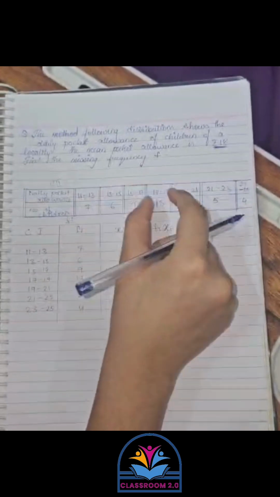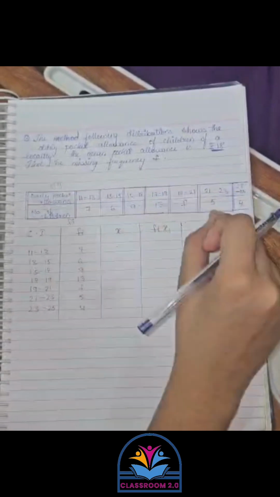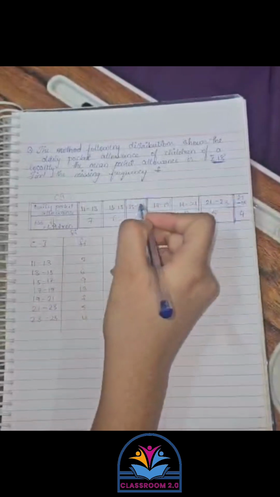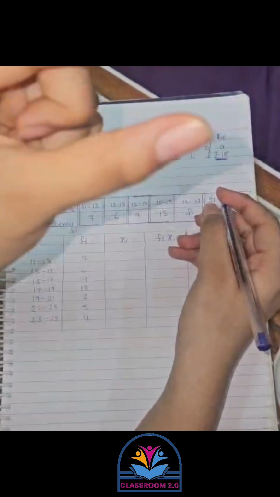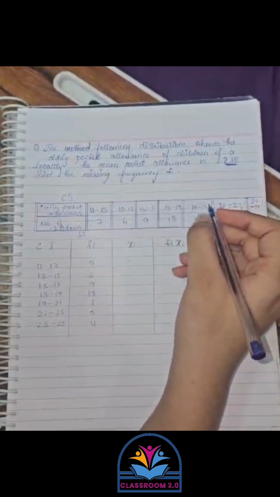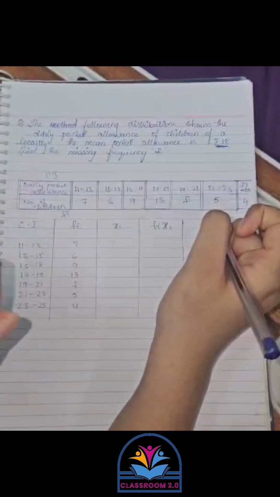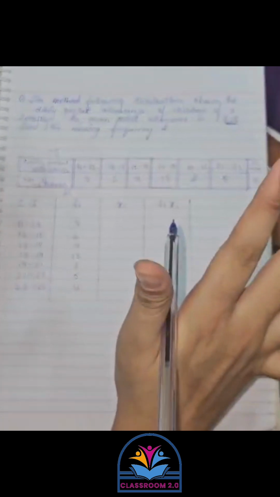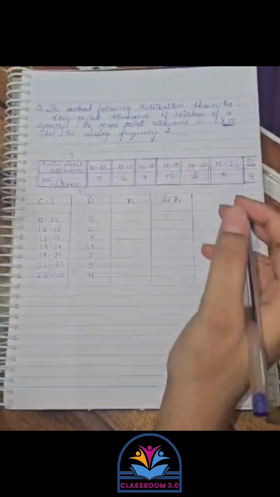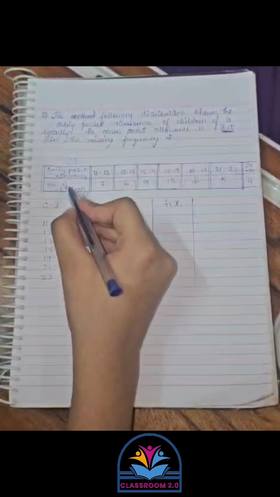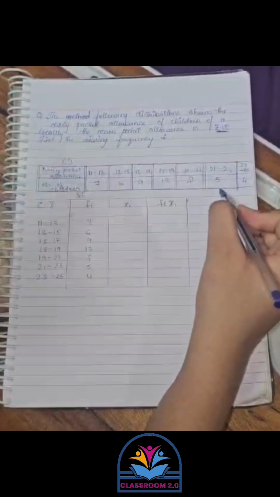But if it is giving you a solid number like 7, 6, 9, 13, not here, but in the upper column like 1, 2, 3, 4, 5, then it is your xi. Don't worry, we will do a few problems like that. And another thing, this below column will always be your fi.